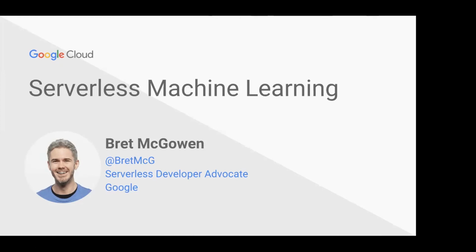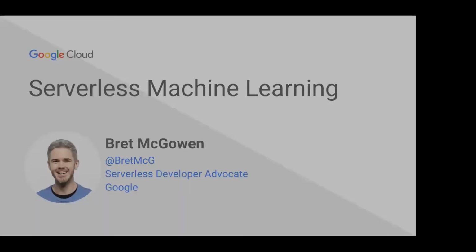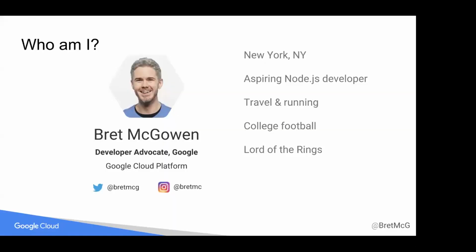Cool. All right. Howdy. My name is Bret McGowen. I'm a developer advocate at Google on the Google Cloud Platform team. You can follow me on Twitter at BretMCG. Some things about me. I live in New York. I am an aspiring Node developer. It's going okay. Again, you can follow me on Twitter at BretMCG. Even though I live in New York, I have to tell you, I'm from Texas.